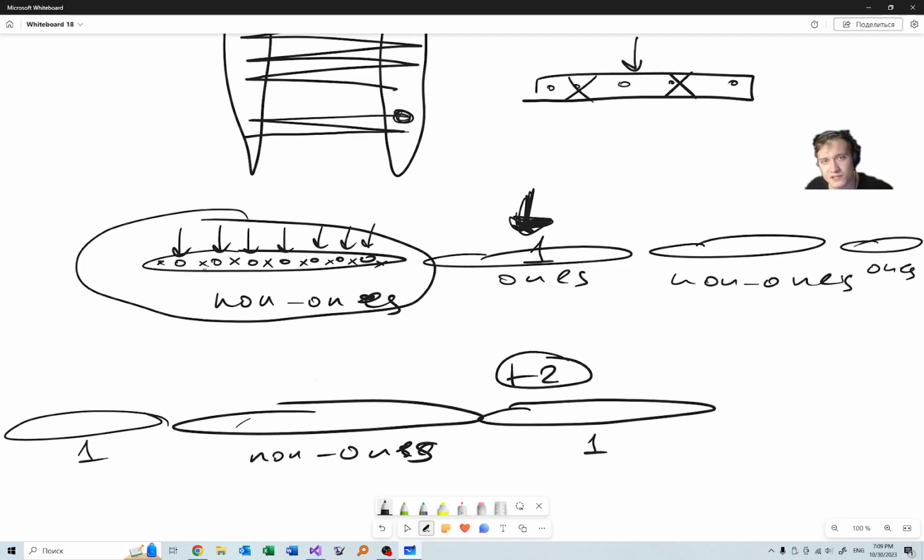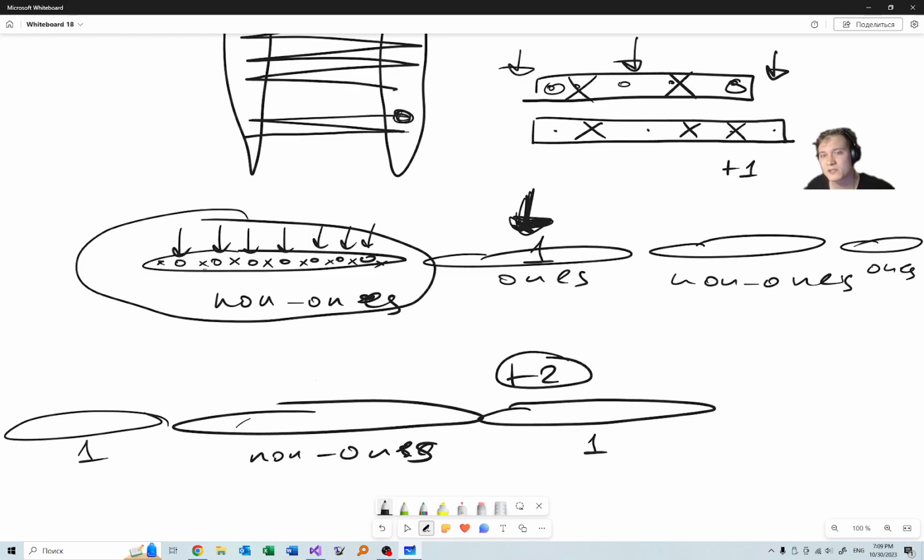So if this is an odd block of non-ones, we just don't touch it anymore, because instead of touching this element, we can as well touch this element if we like. If this is an even block, we would like to touch this element as well, and this will give us +1. So first of all, we take all blocks of non-ones and all blocks of only ones.